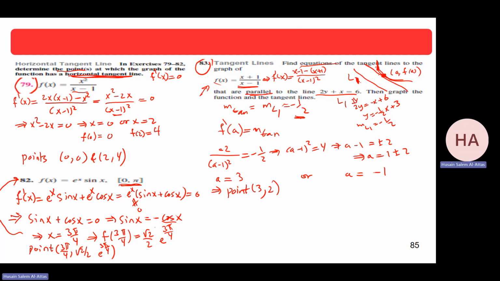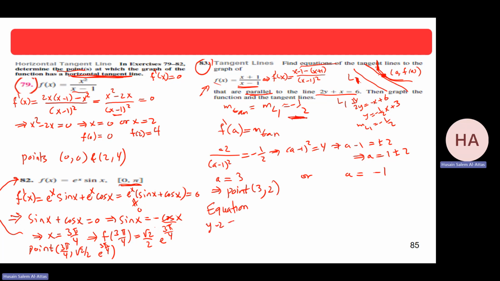Okay. This is (3, 2). This is the first point. If I have 3 and 2, this is what will be the slope. The slope is minus half in both cases. So I have the equation, what is it?